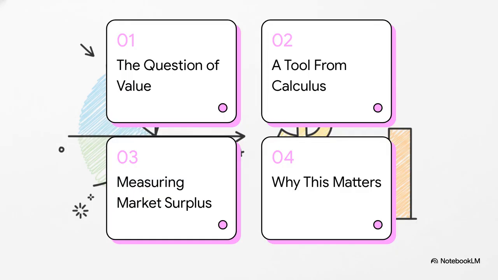All right, so here's our roadmap for today. We're going to start by really nailing down this question of value. Then we'll introduce our main tool for the day, which comes straight from calculus. After that, we'll take that tool and apply it directly to the concepts of consumer and producer surplus, so we can actually measure them. And finally, and this is the part where it all comes together for your future careers, we're going to talk about why this all matters. This is where the theory turns into a serious strategic advantage.